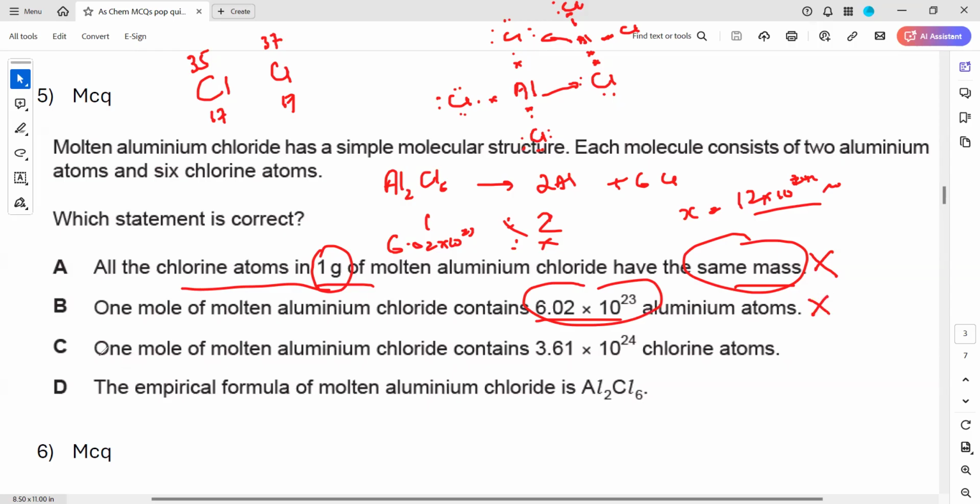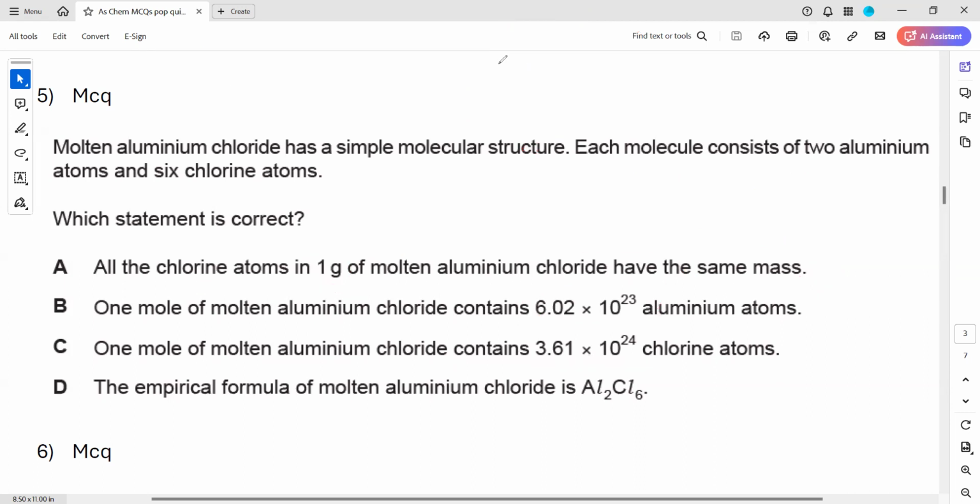What about statement C? 1 mole of molten aluminium chloride contains 3.6 × 10^24 chlorine atoms. When you check the ratio between aluminium chloride and chlorine, the ratio is 1:6. 1 mole of aluminium chloride gives 6. So if you have 6.02 × 10^23, then this will be X. When you cross multiply, you will get this answer.